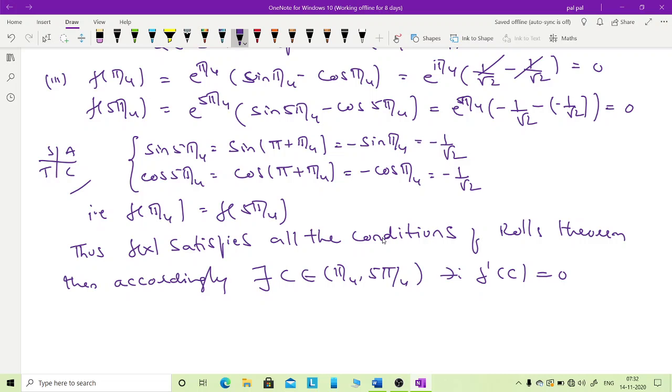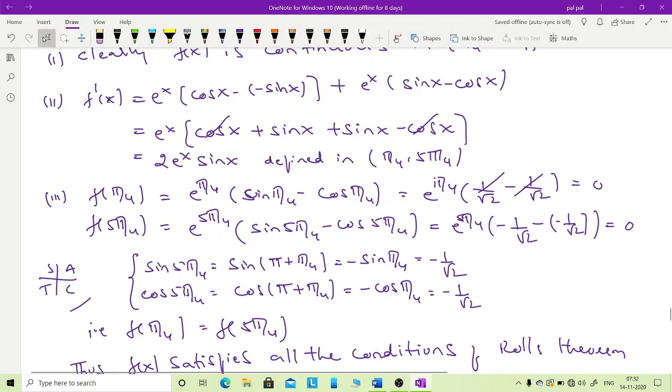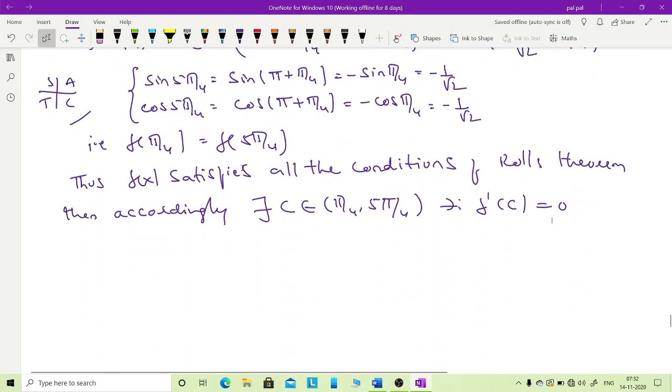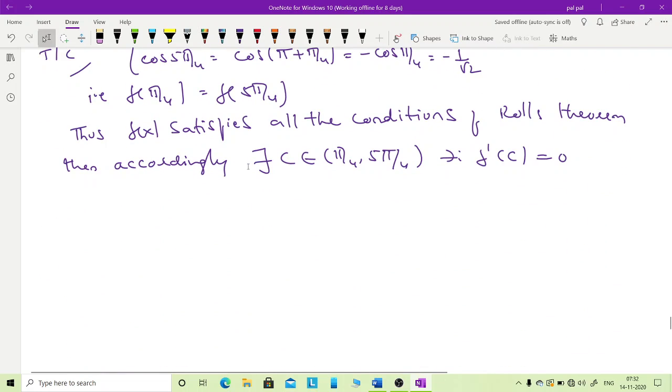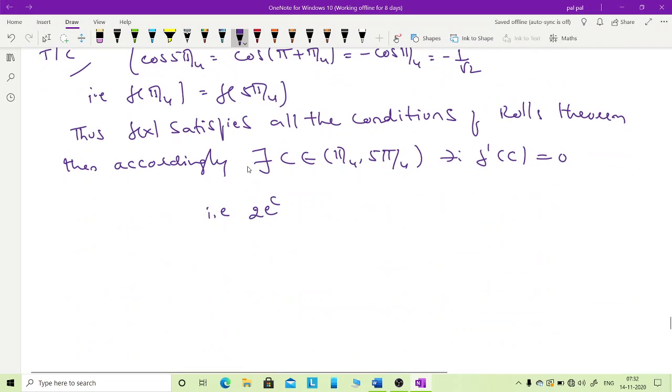What is f dash of c? How to write f dash of c? We have to write it using f dash of x. What is f dash of x? 2 into e to the power of x sin x. So by using that you write the f dash of c. It is 2 into e to the c into sin c is equal to 0.